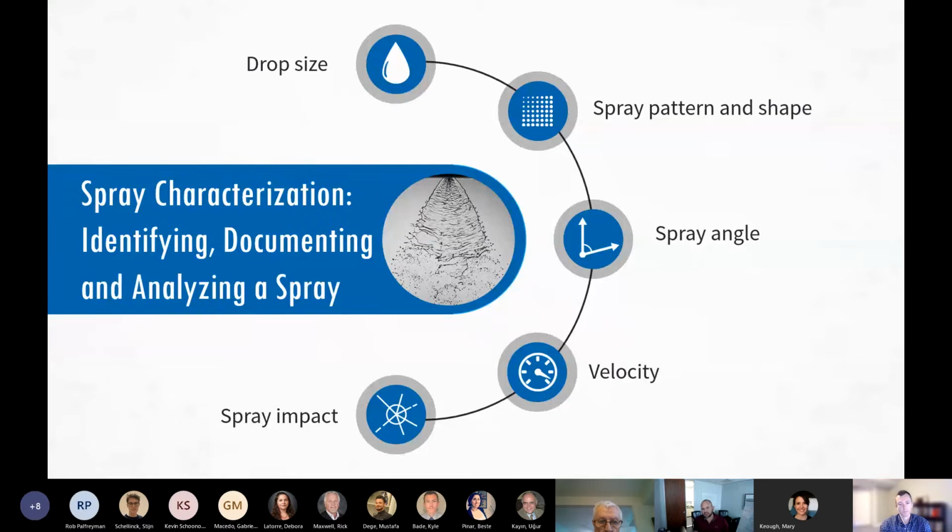For spray characterization, we have a number of things that we look at in the lab: drop size, spray pattern and shape, spray angle, velocity, and spray impact. While all of these are critically important, in the field we typically see that we're only measuring pressures and flows. We're going to be able to get a little more detail with some of the technologies that we've developed. Next slide.